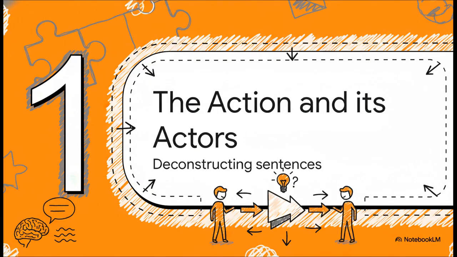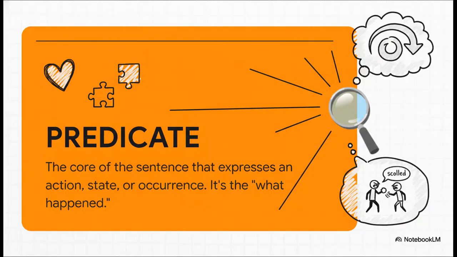All right, to figure this out, we need to put on our detective hats. The very first step is to break the sentence down into its most basic parts. You've got the action, and you've got the actors who are part of that action. You see, at the heart of any sentence, you've got the action. Linguists have a name for this. They call it the predicate. You can just think of it as the engine of the sentence. It tells us what happened. So in our little puzzle, the predicate is the verb scolded. That's the main event that everything else is revolving around.